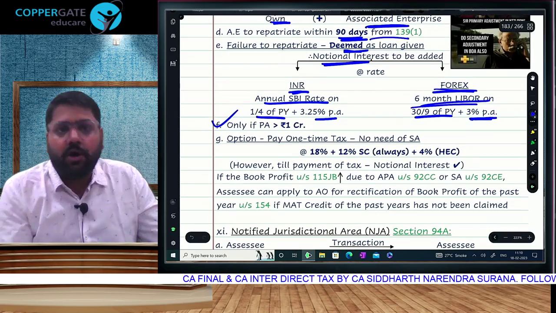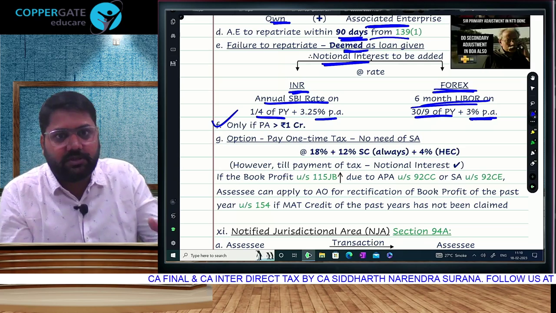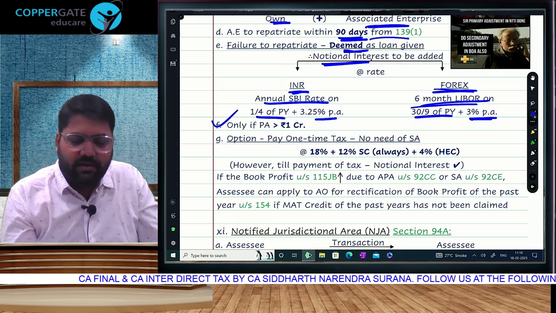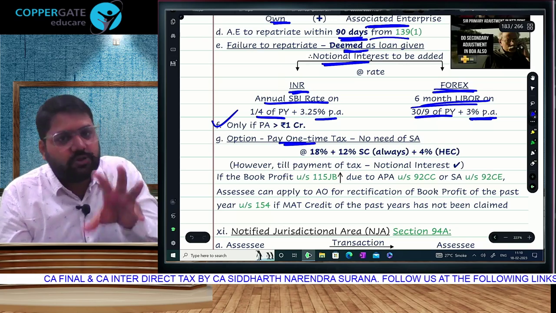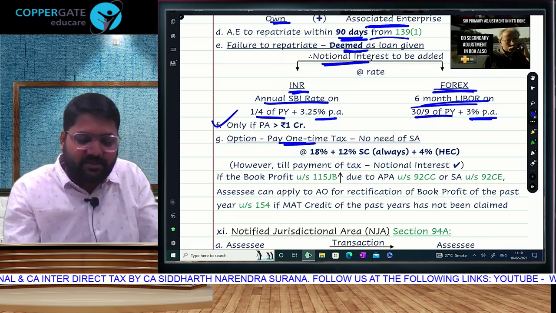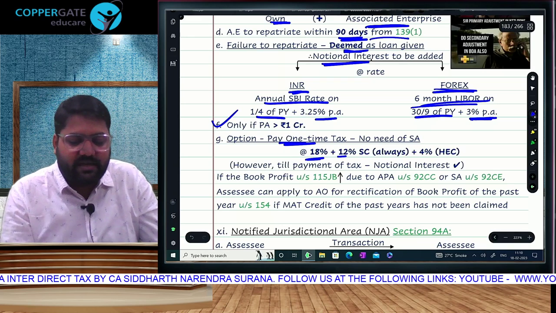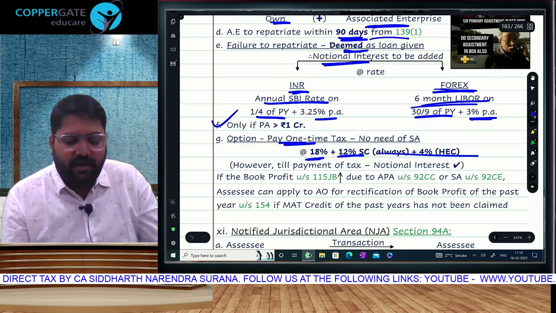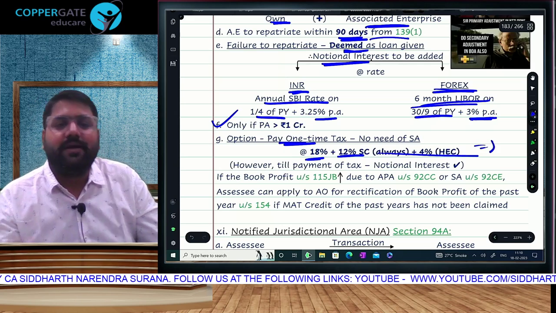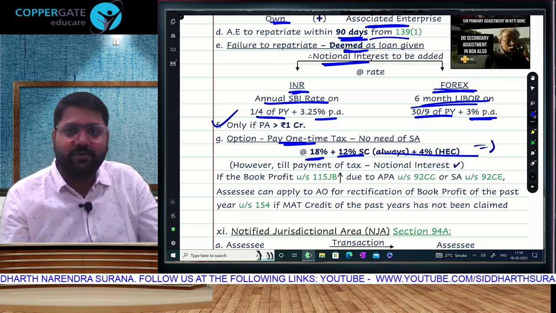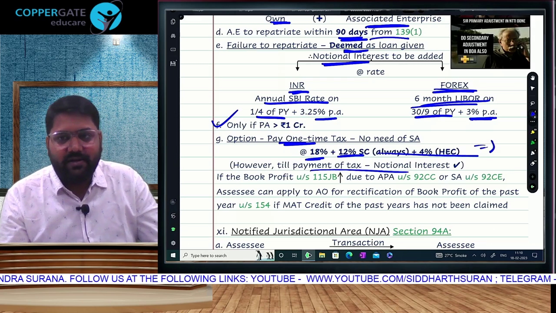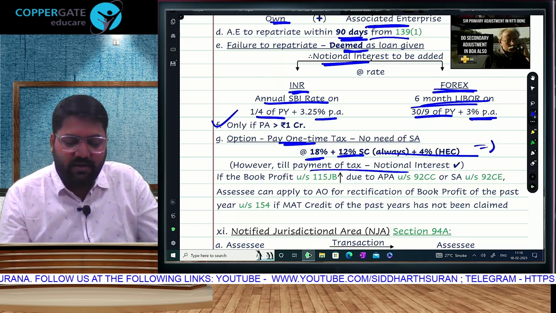And if you want to avoid all that, you have to avoid it, because it is not possible. The associated enterprise is not going to modify books, neither is it going to pay you any money, then you need to pay a one-time tax. So, basically they want this extra money. So, they created the whole drama of secondary adjustment. Pay one-time tax of 18%, compulsory surcharge 12% and HEC 4%. This total you pay, and then you don't make the primary adjustment. But till the time you don't make this payment, till that date the notional interest will also be calculated.